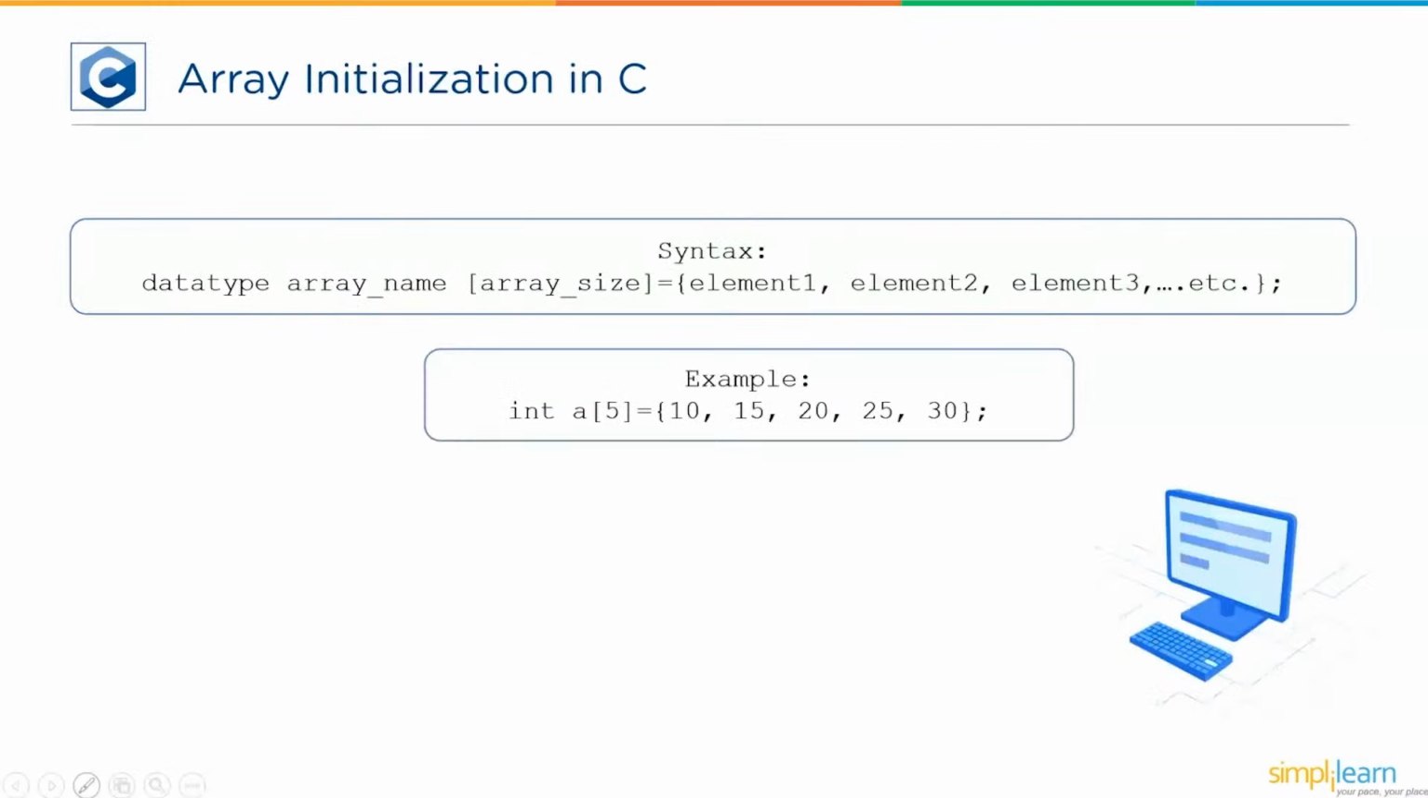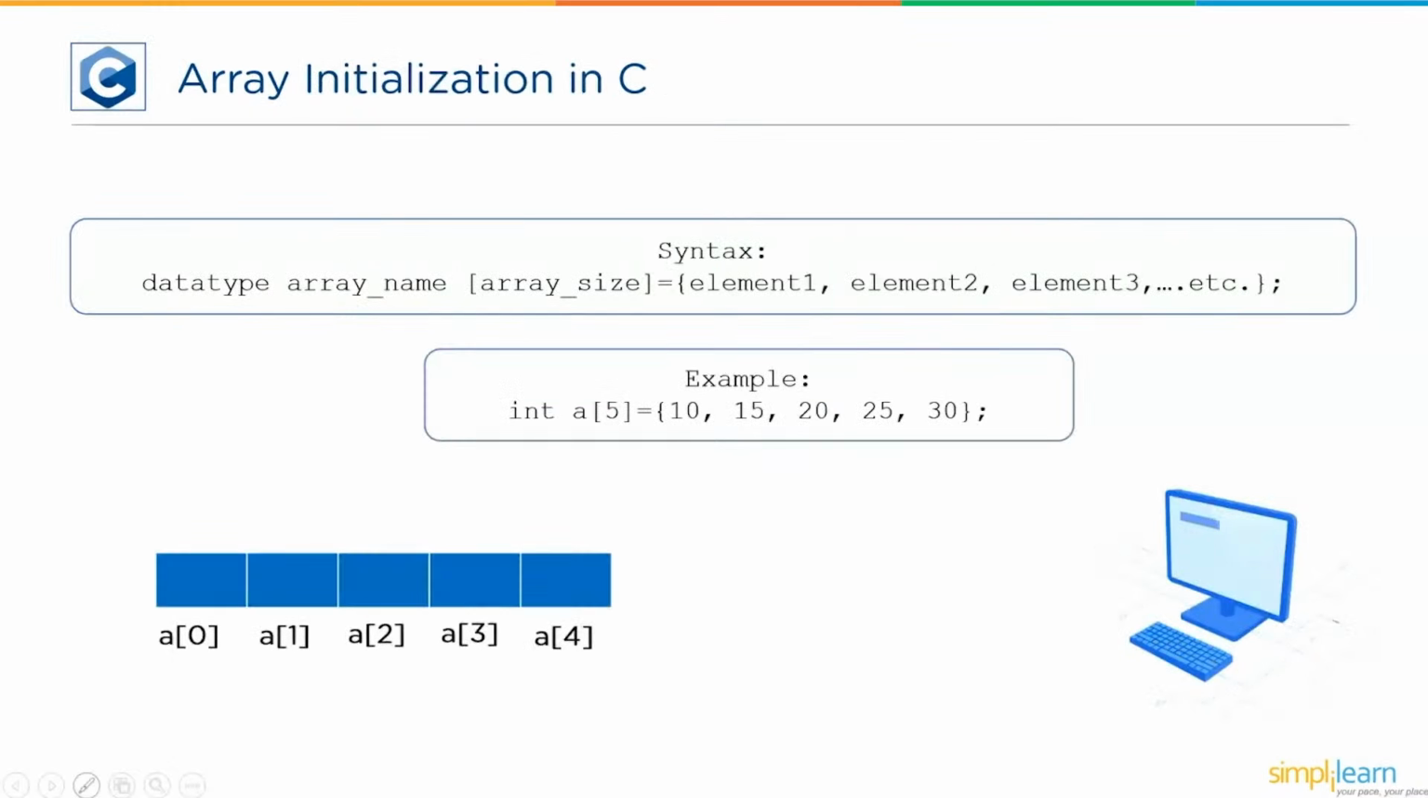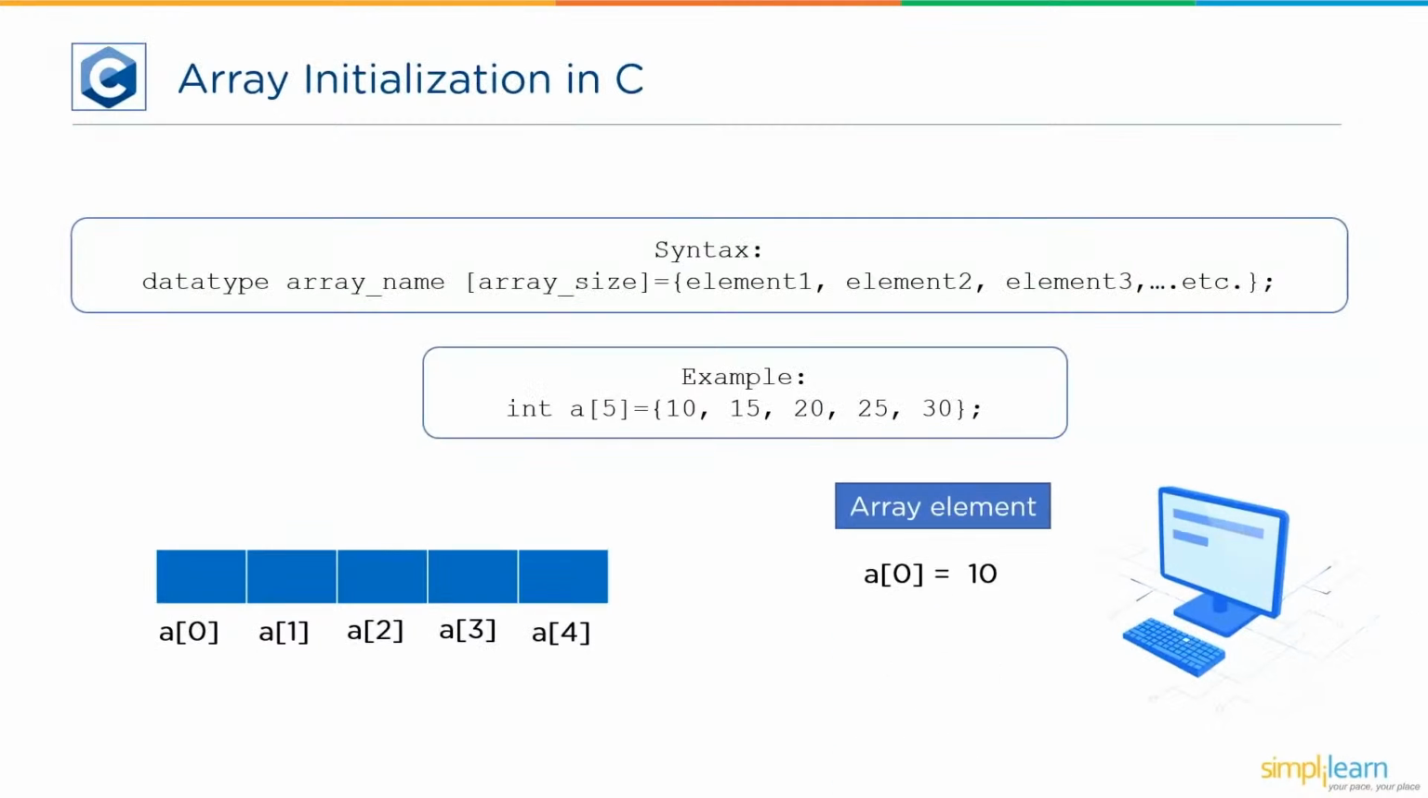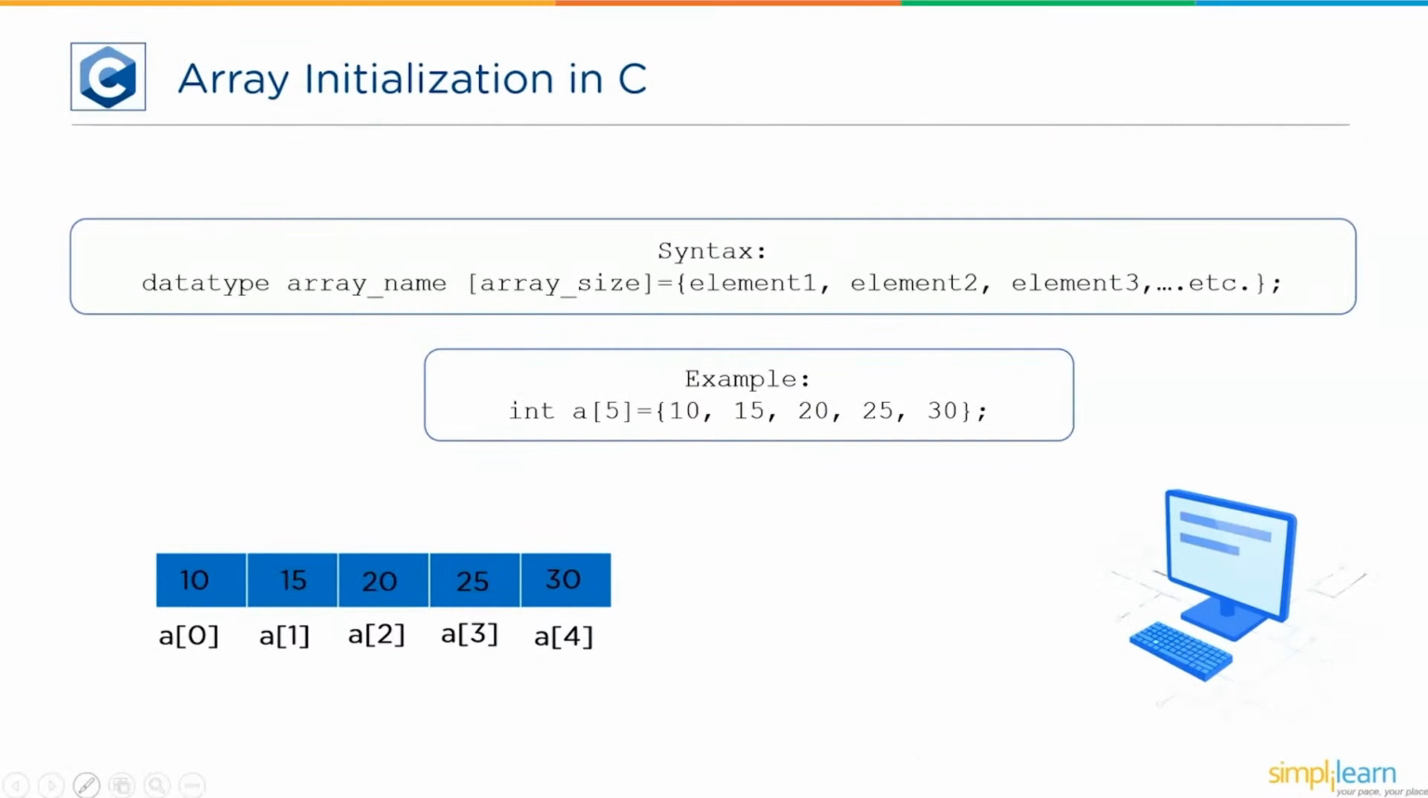As I said, the memory is allocated after the array declaration. And array elements 10, 15, 20, 25 and 30 will be assigned starting from the index a[0], followed by 15 at the index a[1] and so on till the index a[4].